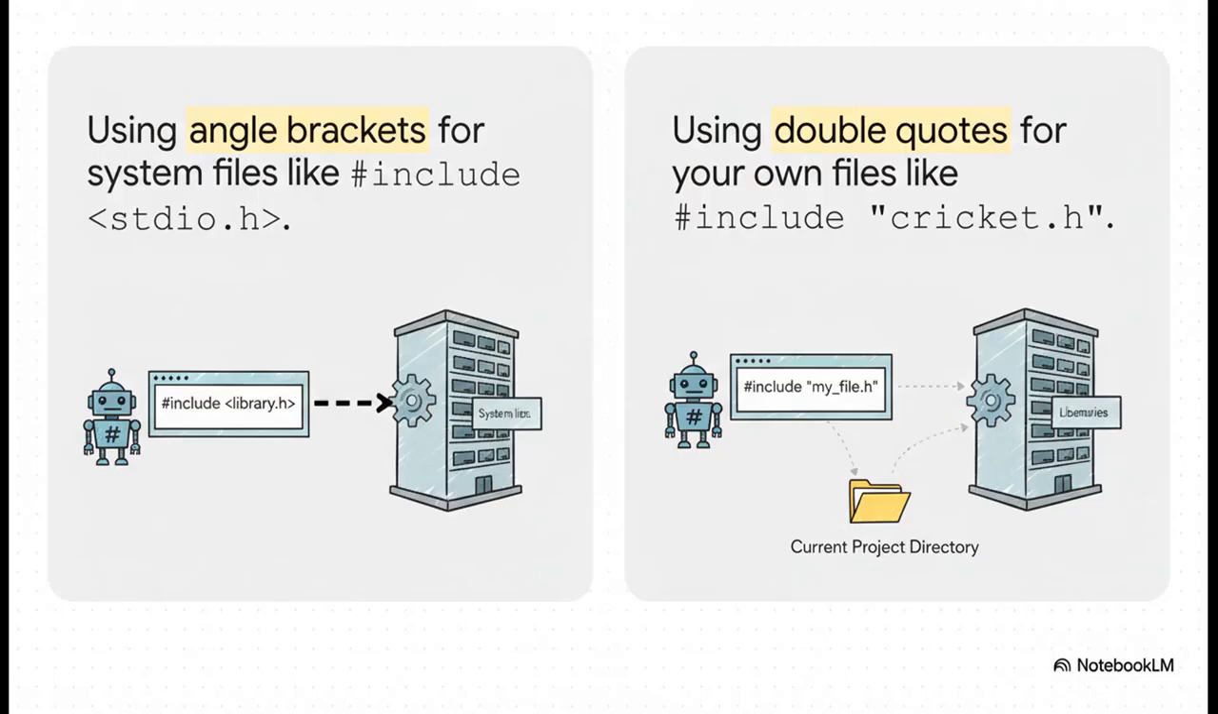Now, you've probably noticed there are two ways to do this. When you use these angle brackets, like with stdio.h, you're telling the preprocessor to look in the standard system folders where all the official libraries live. But when you use double quotes, you're telling it, hey, look in my current project folder first. So it's a simple rule of thumb. Angle brackets for system stuff, quotes for your own stuff.